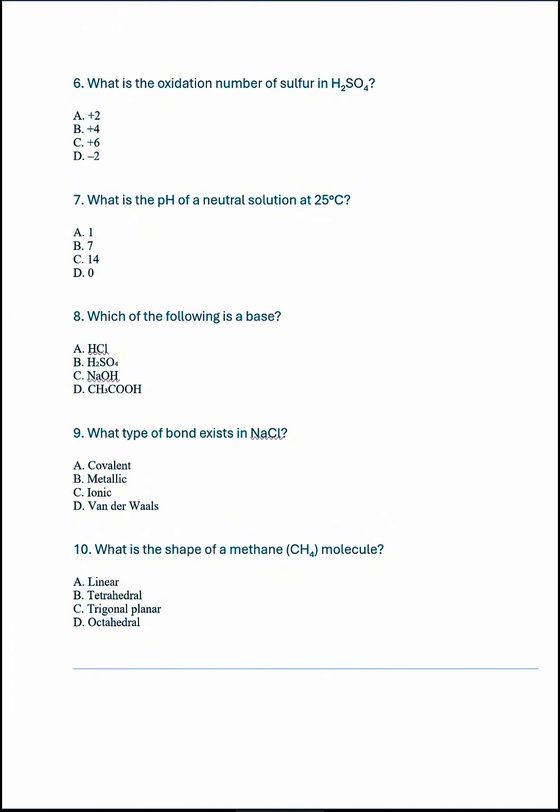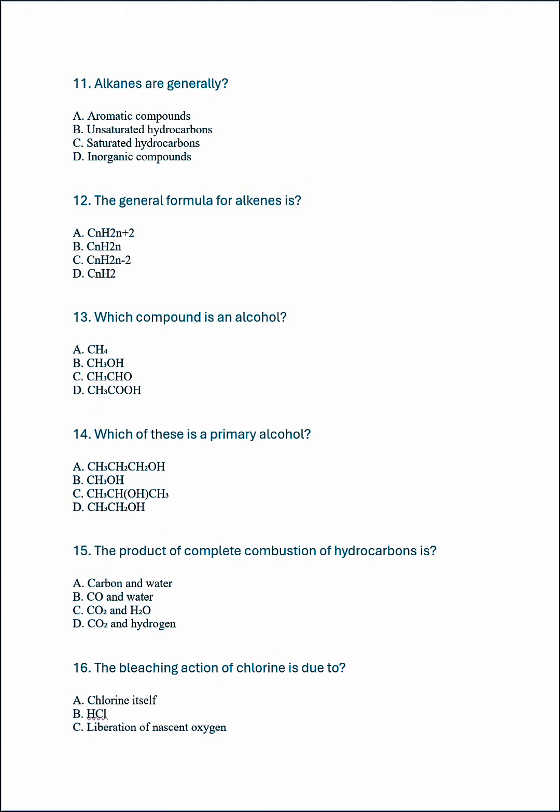Now number 10. What is the shape of a methane molecule? This is very simple. So the correct answer there is tetrahedral. So the answer is B. 11. Alkanes are generally A. Aromatic compounds, B. Unsaturated hydrocarbons, C. Saturated hydrocarbons, D. Inorganic compounds. So the correct answer here is C.